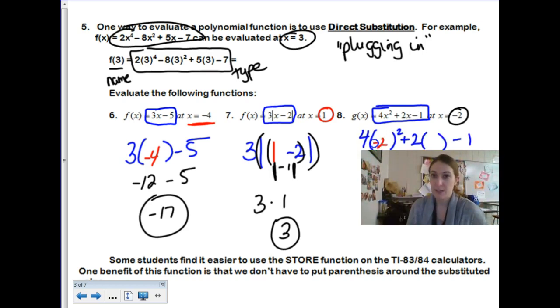Then if you place the negative 2 into all those parentheses, this is the part where a lot of us kept messing up last semester, where we weren't using parentheses and therefore we weren't getting the right answer. Order of operations says if you're doing this in your head, you'd have to do the exponent first. So negative 2 squared is going to give you a positive 4. So you have 4 times 4 in that first term. And then 2 times negative 2 is a minus 4. So I have 16 minus 4 minus 1, 11?